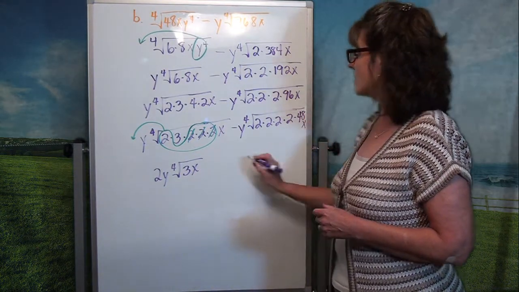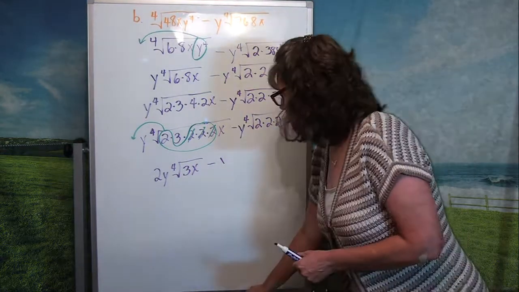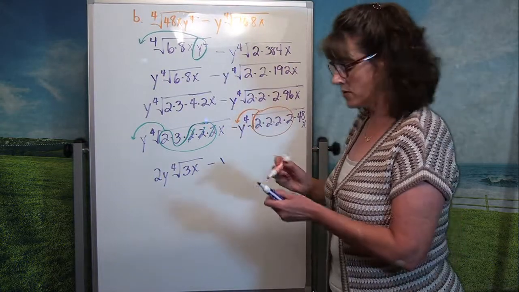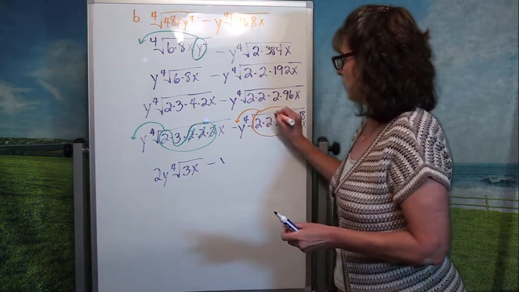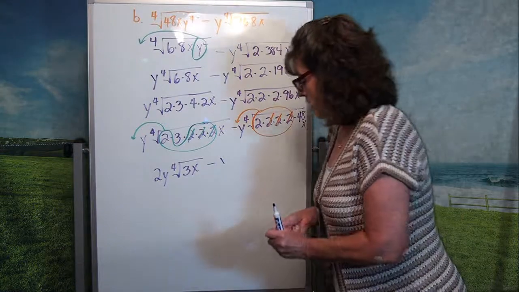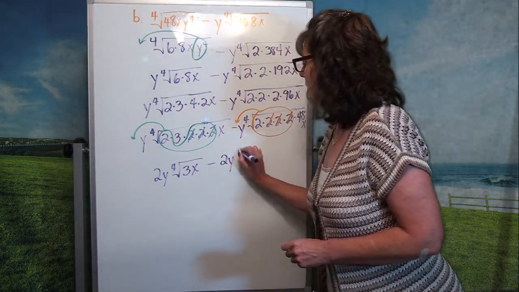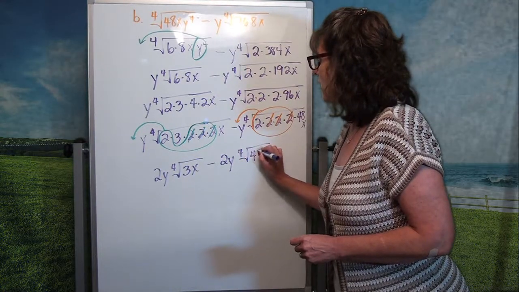Don't forget the x that's in there. So now here is my set of 4. I'm going to take 1 out and dissolve the other 3. 1, 2, 3. They're gone. So that now outside I'm going to have a 2y, and I have 4th root of 48x.